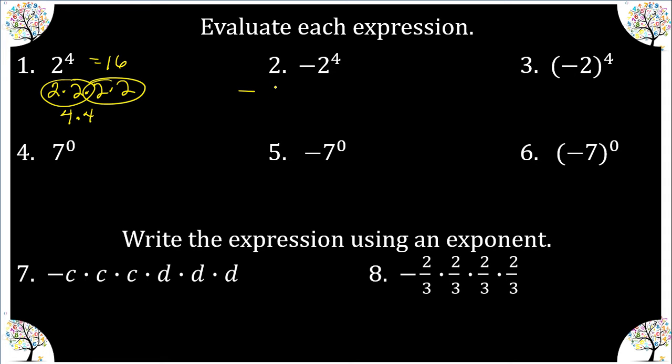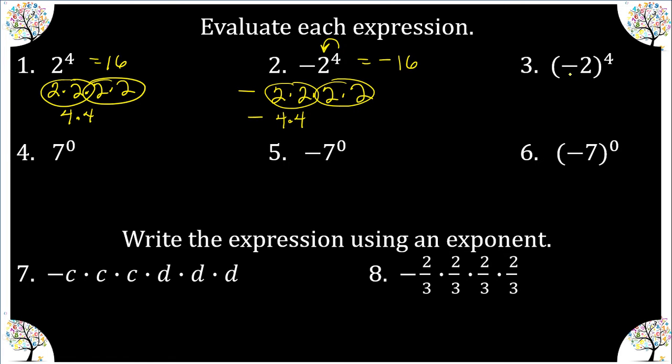And number two, we have negative 2 to the 4th. So this is negative, and then it's 2 times 2 times 2 times 2. The negative is not part of the base. The exponent of 4 is only attached to the 2, so we don't expand the negative. So we have negative, and then we have 4 times 4, which gives us negative 16.